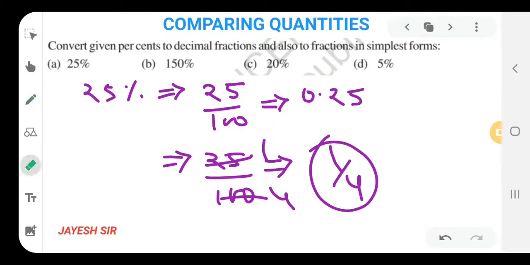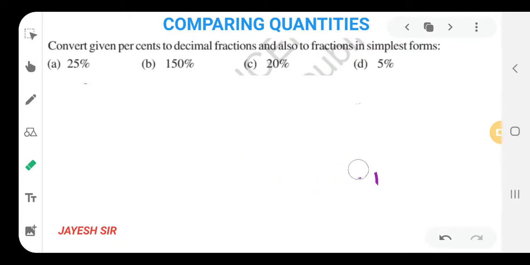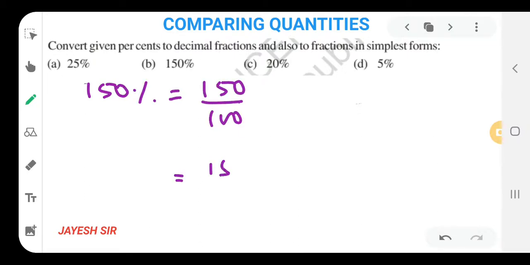Let us begin with the next sum, that is 150%. So 150%, how can we solve? First thing, the most important concept that should strike in your mind: to remove the percentage sign, what are we doing? 150 upon 100. I am writing it twice because we want to convert it into decimal and also into fractions. Now, if you insert the point after 2, 1.50, that is in terms of decimal.